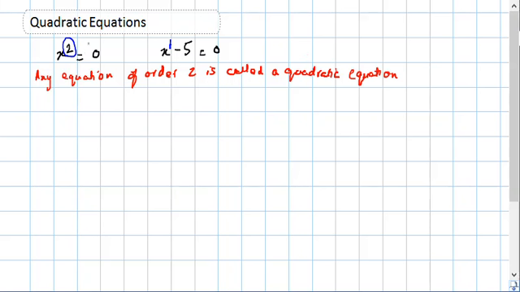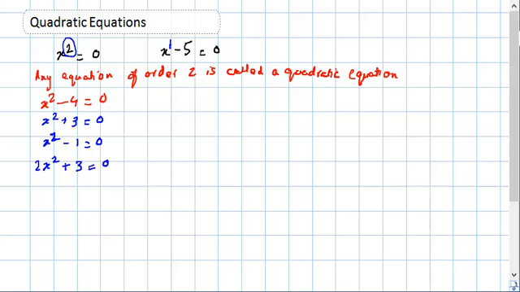For example, x square is equal to 0 is one way of writing a quadratic equation. Then there could be some modifications also, that a number could be added or subtracted to it. For example, x square minus 4 is equal to 0. That's a quadratic equation. Or it could be x square plus 3 is equal to 0, or x square minus 1 is equal to 0, or 2x square plus 3 is equal to 0. So these are all examples of quadratic equations.